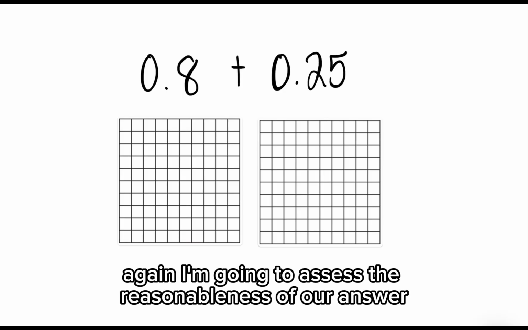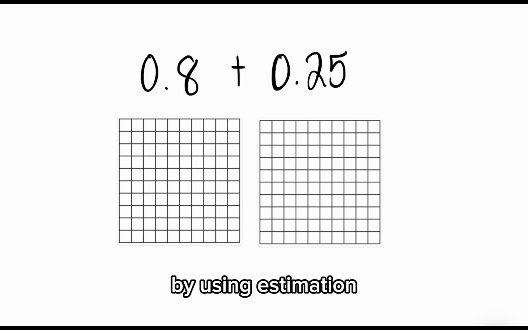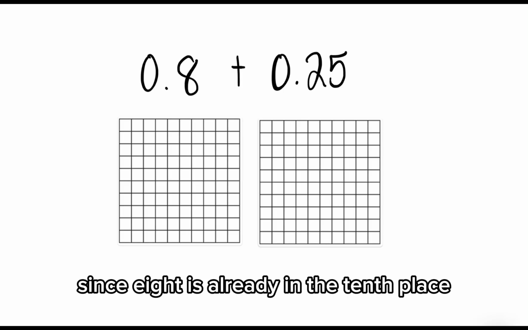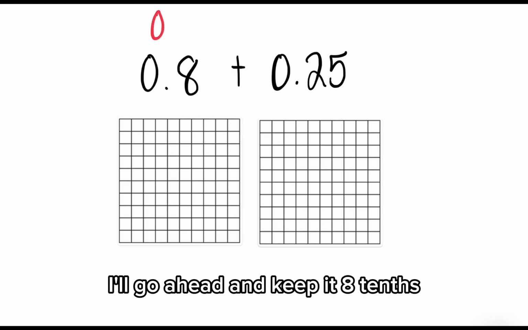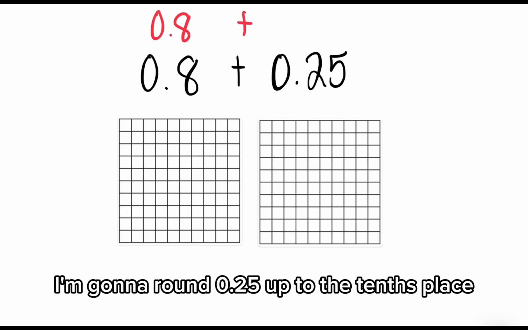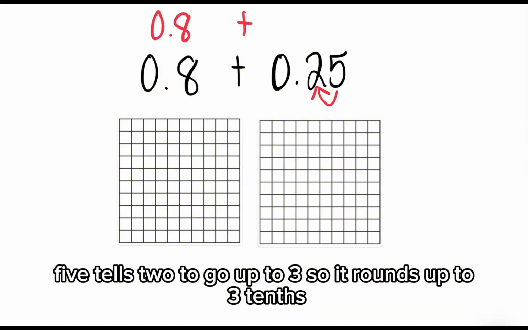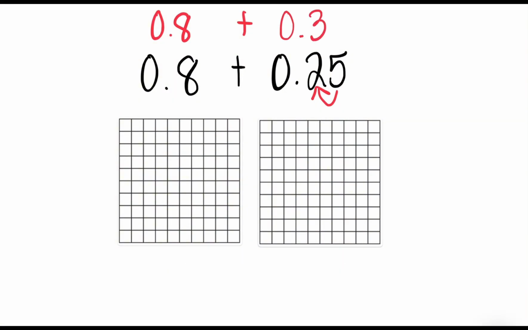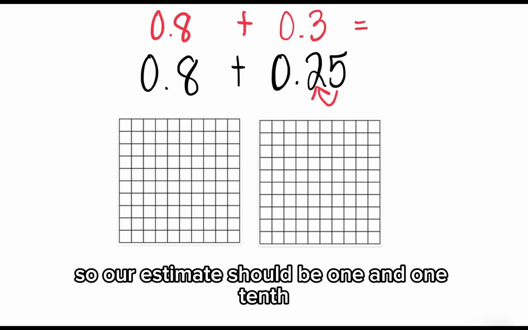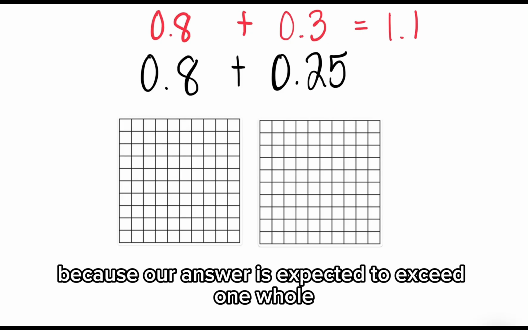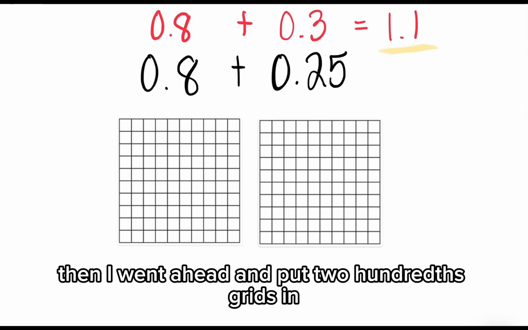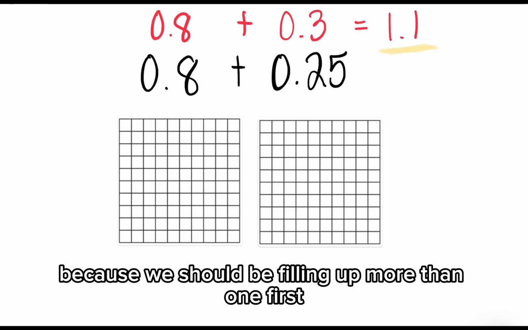Again, I'm going to assess the reasonableness of our answer by using estimation. Since 8 is already in the tenths place, I'll go ahead and keep it 8/10. I'm going to round 25 hundredths up to the tenths place. 5 tells 2 to go up to 3, so it rounds up to 3/10. So our estimate should be 1 and 1/10. Because our answer is expected to exceed 1 whole, I went ahead and put 2 hundreds grids in because we should be filling up more than one.